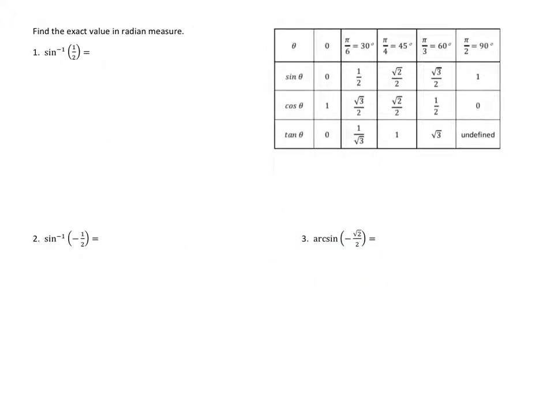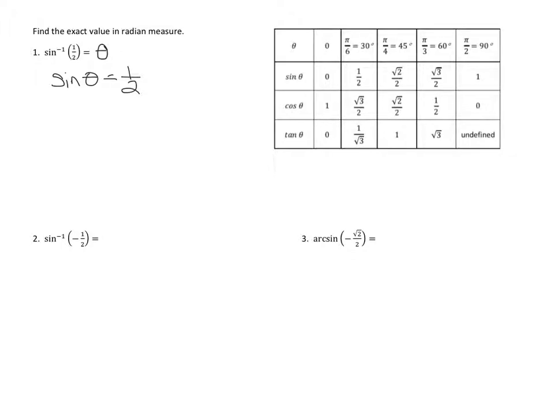Okay, let's look at some examples. Number 1, the inverse sine of 1/2 equals what? Remember when you're looking for the inverse sine, your answer should be some kind of angle, some theta. Now we can rewrite the inverse sine as sine of theta equals 1/2. So we are looking for what angle gives us the sine equal to positive 1/2.